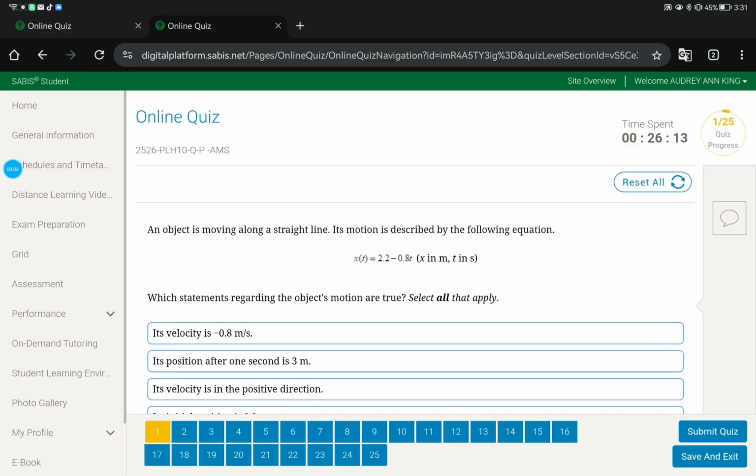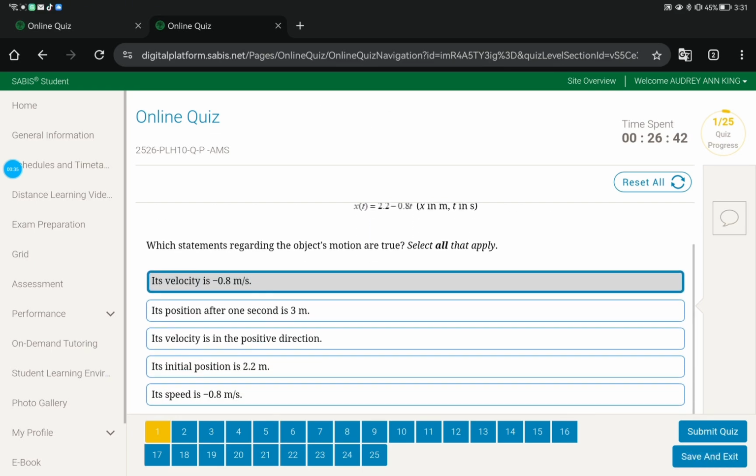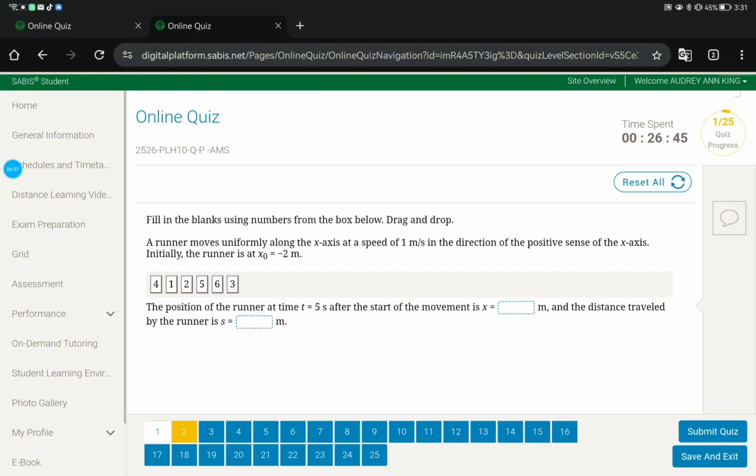An object is moving along a straight line. Its motion is described by the following equation. If you remember, we took this a few weeks ago, and the equation is x(t) equals the initial position plus vt. So we're just comparing these two equations. We can see that the initial position is 2.2 and that the velocity is negative 0.8.